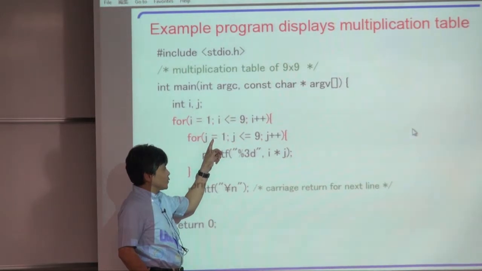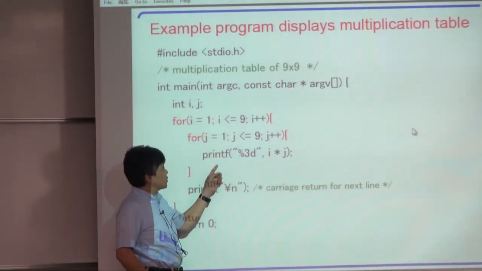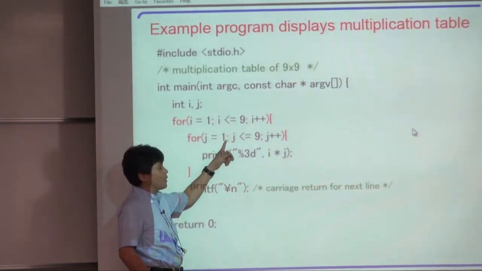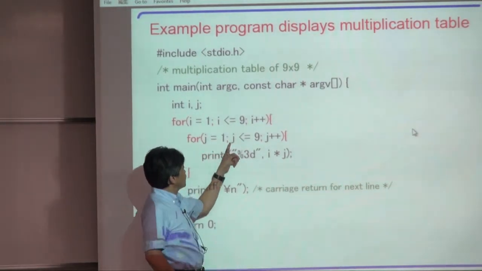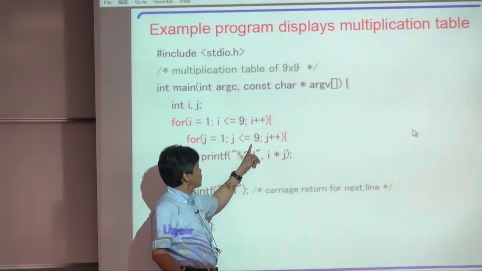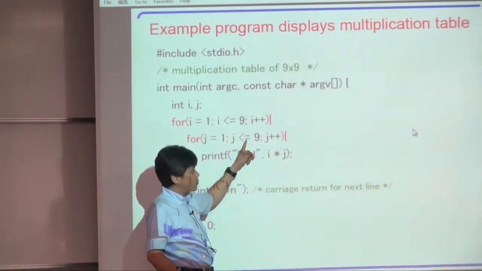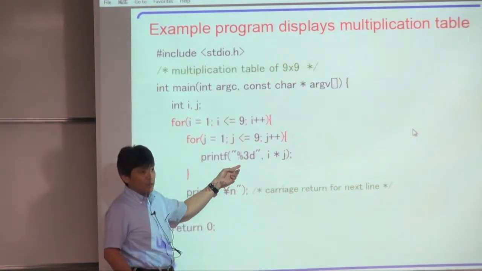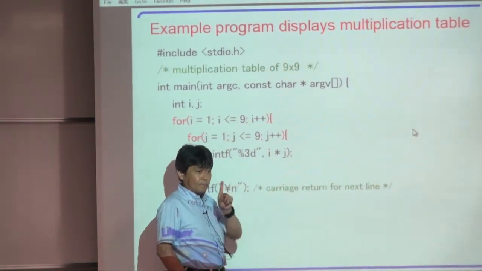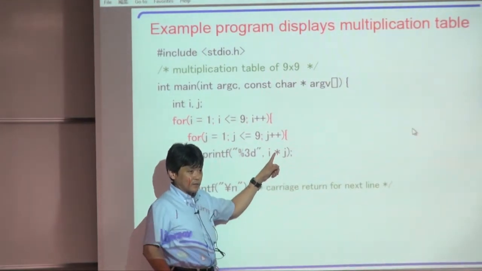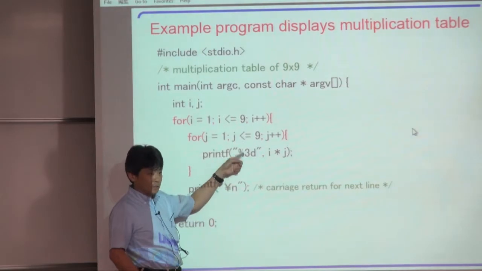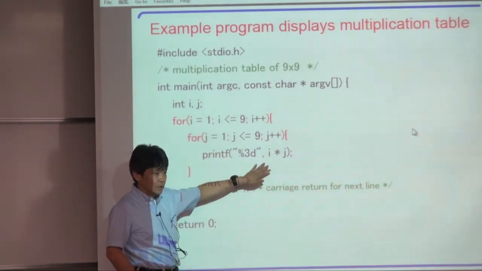Okay. So the first part of this block, j equal 1, is executed. j becomes 1, and this part will be evaluated. Of course, this becomes true, so this sentence will be executed. In this case, i and j are both 1, so 1 by 1 equals 1. So the integer number 1 will be printed out, displayed on the computer screen.